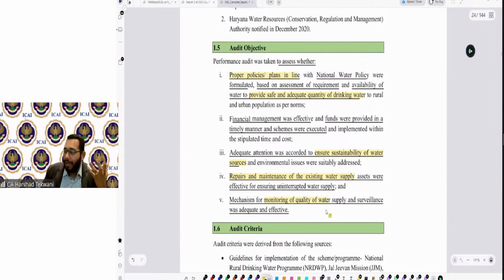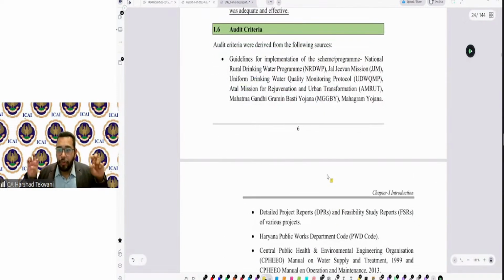And these performance related things are assessed based on audit criteria. How can I say today that, okay, proper plans and policies are there? How can I say whether monitoring of water quality is being done or not? How can I say repair and maintenance is being done or not? So there should be some plan, there should be some criteria. So that criteria is then decided.